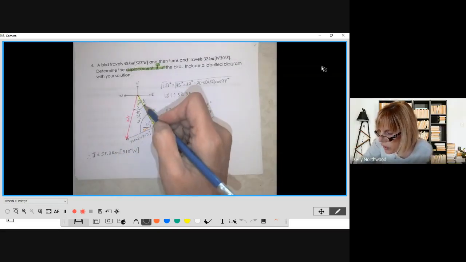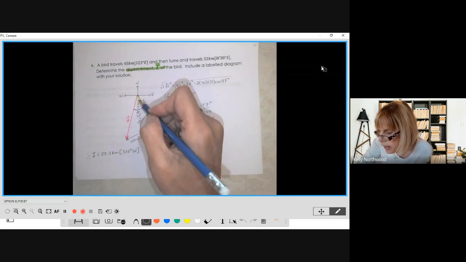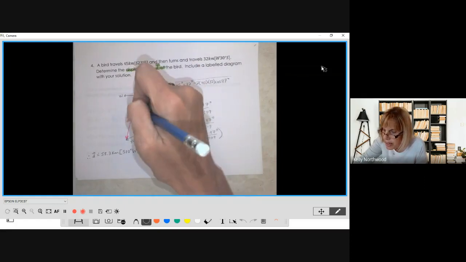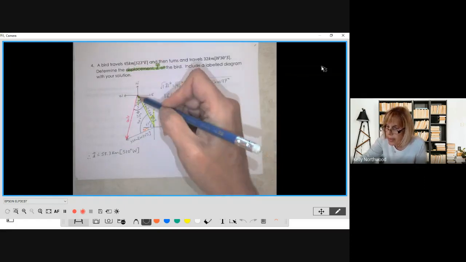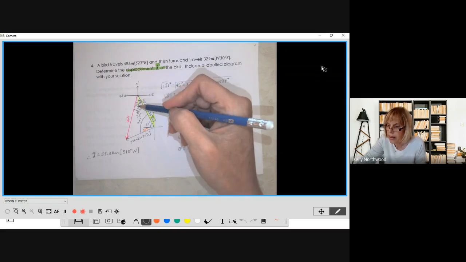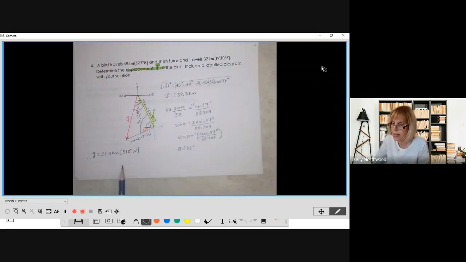So if this whole angle is 33, 23 degrees is taken up by this part of the angle here. So that means this little piece here is 10 degrees. So the bird's displacement from the middle of the compass here is in the direction south 10 degrees towards the west. So the bird from its starting position has landed or stopped 58.3 kilometers south 10 degrees west from its initial starting point. And that's what displacement means.